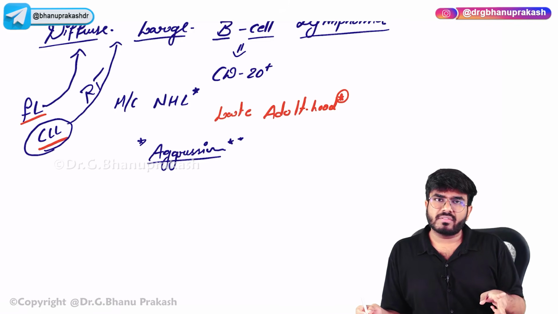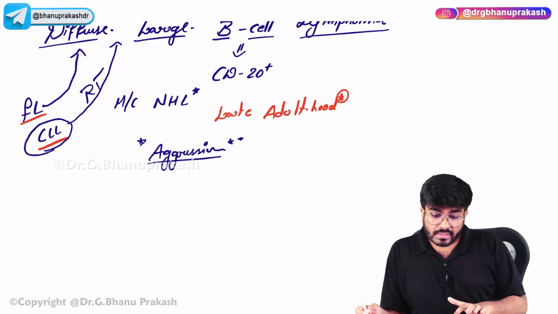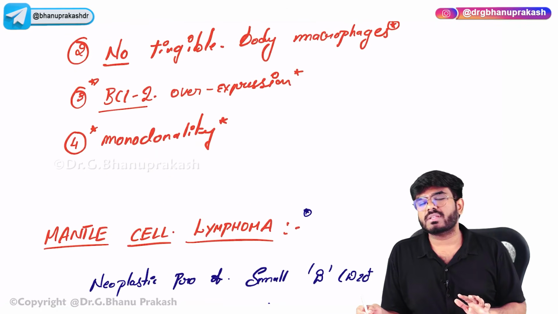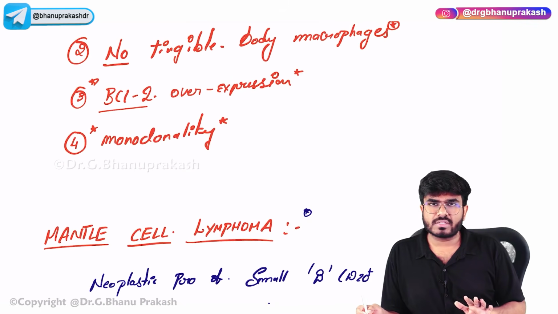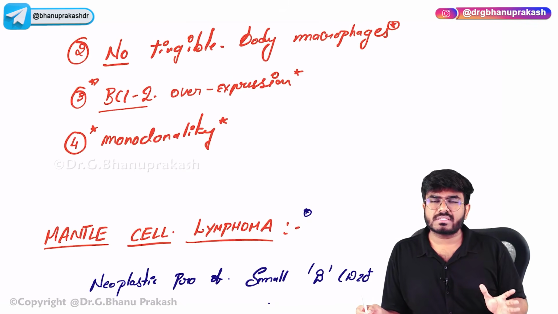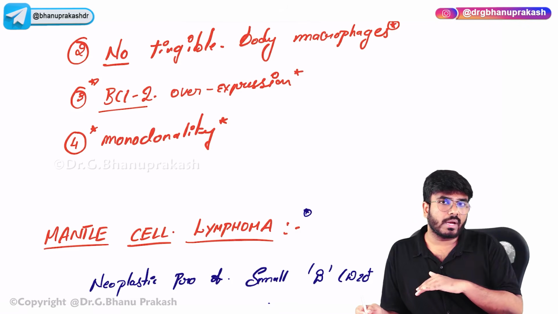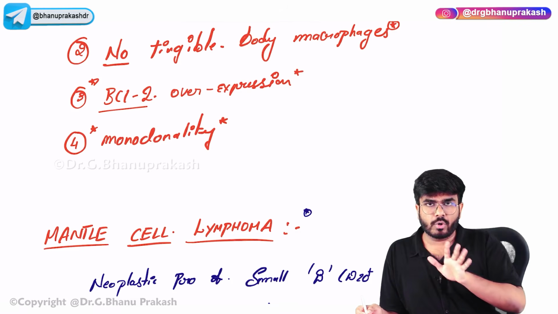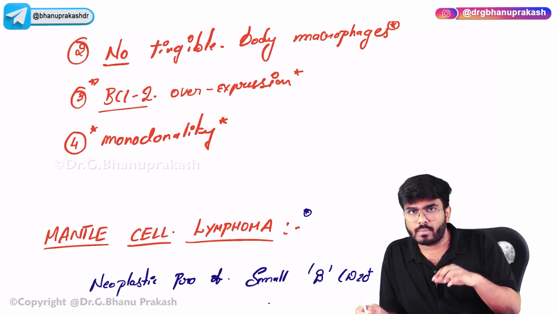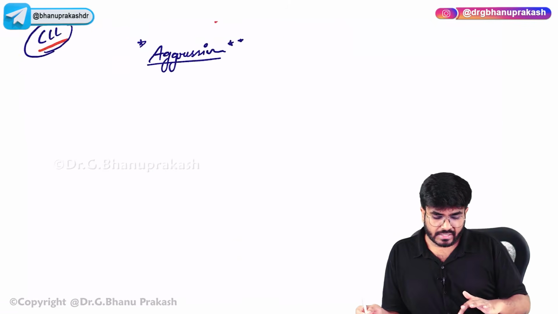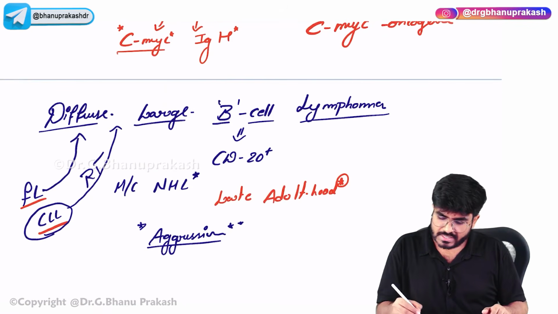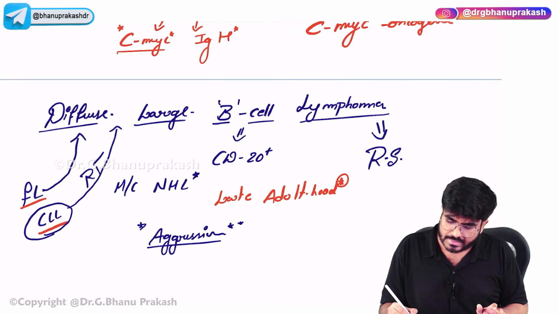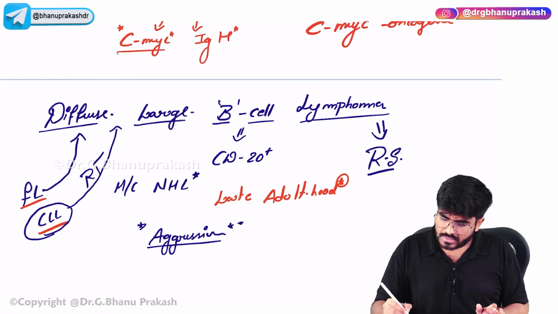So what are the two types of lymphomas? Hodgkin's and non-Hodgkin's. In all these conditions, whatever I have discussed, I haven't discussed the Reed-Sternberg cells. Reed-Sternberg cells are not seen. But Reed-Sternberg cells are mainly seen in Hodgkin's lymphoma. It doesn't mean Reed-Sternberg cells are only seen in Hodgkin's lymphoma. No, even in non-Hodgkin's lymphomas, especially in some varieties of diffuse large B-cell lymphomas, yes, Reed-Sternberg cells are seen.